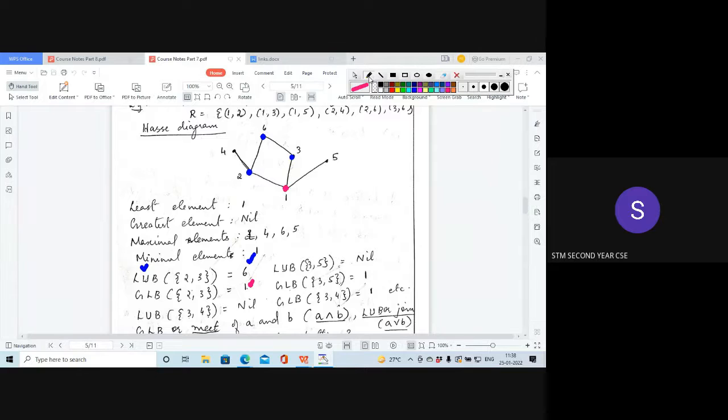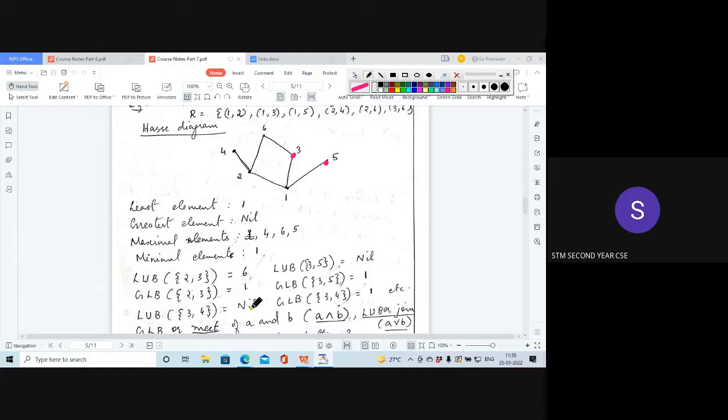For example, let us take 3 and 5. Now looking at 3 and 5, what is the upper bound of this pair 3 and 5? Can anyone say what is the upper bound of 3 and 5? Upper bound of 3 and 5 means those elements to which 3 and 5 are related.